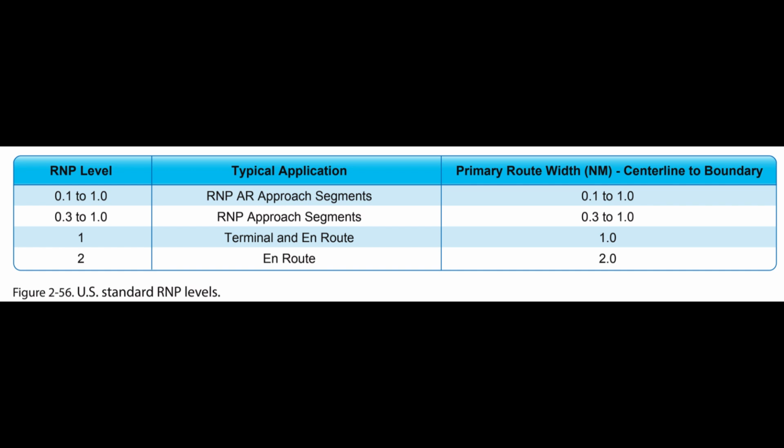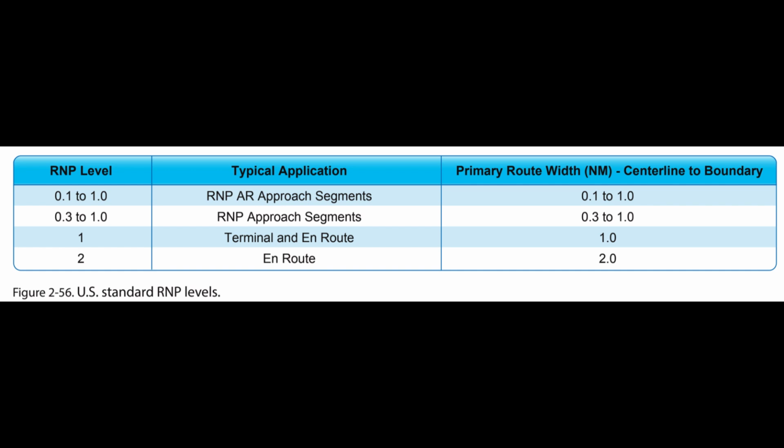Standard RNP levels. United States standard values supporting typical RNP airspace are shown in Figure 2.56. Other RNP levels as identified by ICAO, other states, and the FAA may also be used.